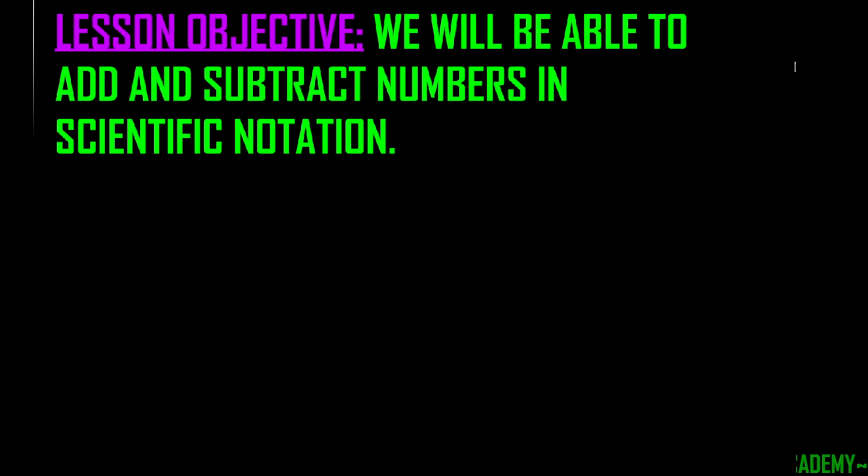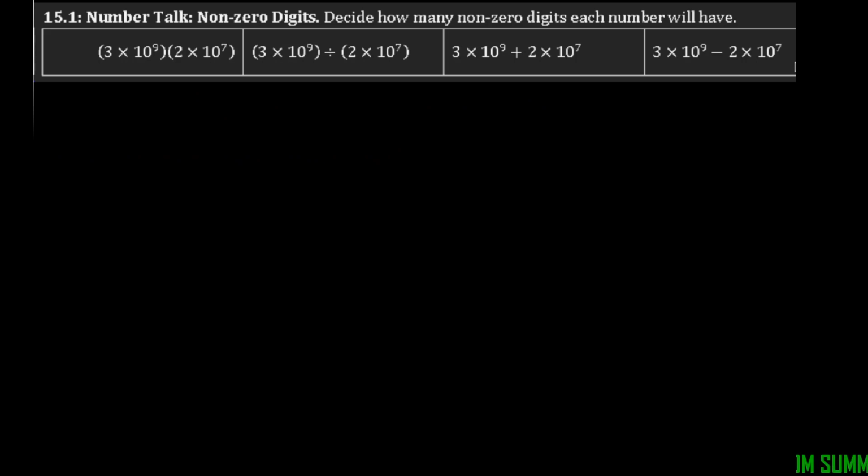In this video, we're working on Unit 7, Lesson 15, the last lesson of this unit, and we'll do a wrap up in the next video. So what we're going to be working with today is we'll be able to add and subtract numbers in scientific notation. On that first part, it says decide how many non-zero digits each number will have.